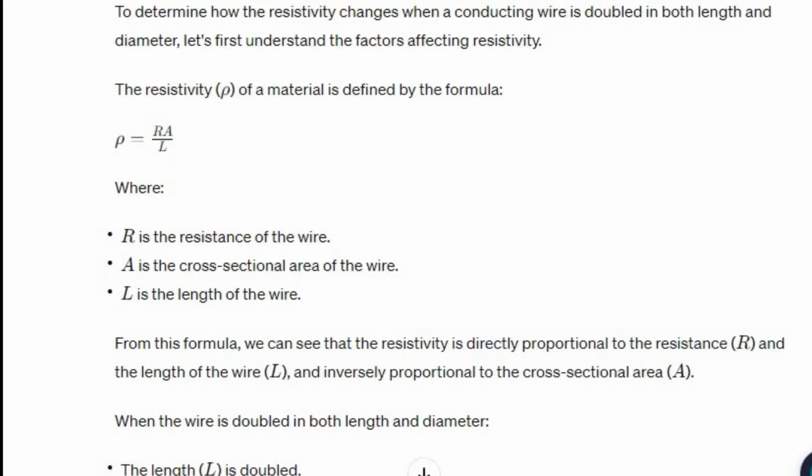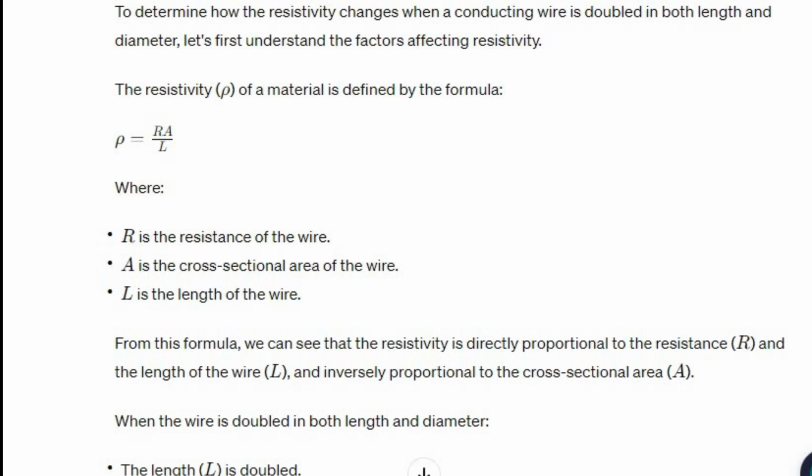To determine how the resistivity changes when the conducting wire is doubled in both length and diameter, let's first understand the factors affecting resistivity. The resistivity ρ of a material is defined by the formula ρ equals RA over L, where R is the resistance of the wire, A is the cross-sectional area of the wire, and L is the length of the wire. From the formula, we can see that the resistivity is directly proportional to the resistance R and the cross-sectional area A, and inversely proportional to the length L.